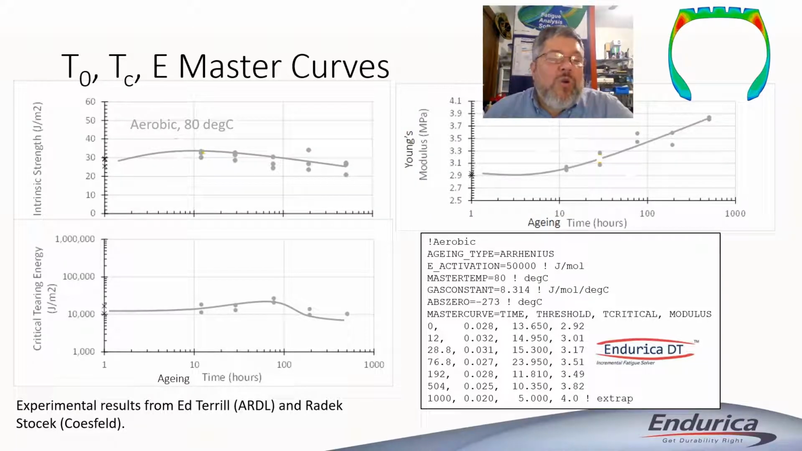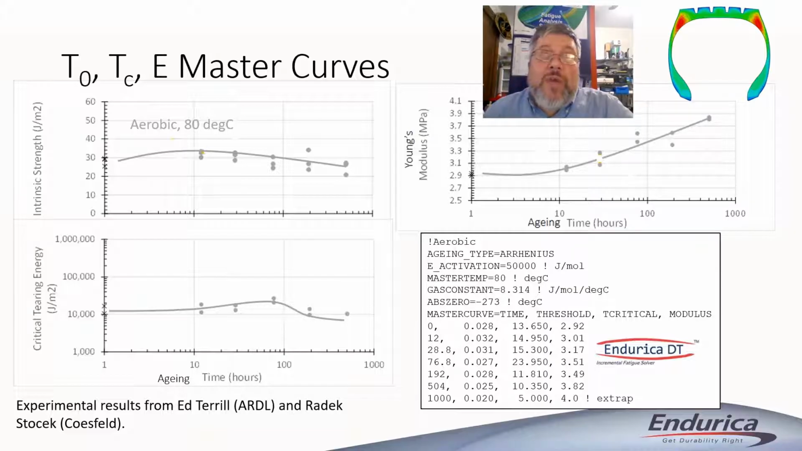In the bottom left, we're looking at the critical tearing energy, or the tear strength of the rubber compound. Again, you can see that as time goes on, there's an evolution. Eventually, with enough time, we see a degradation of the critical tearing energy. And then finally, in the upper right, we have the variation of Young's modulus, or the stiffness of the rubber compound, with time. You can see that in this case, as the material ages, it becomes somewhat stiffer.